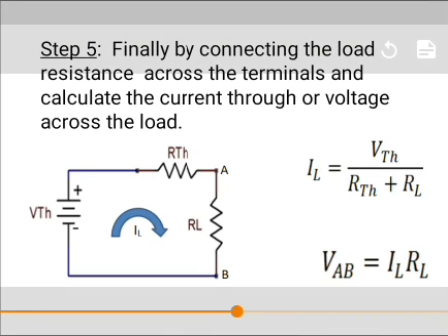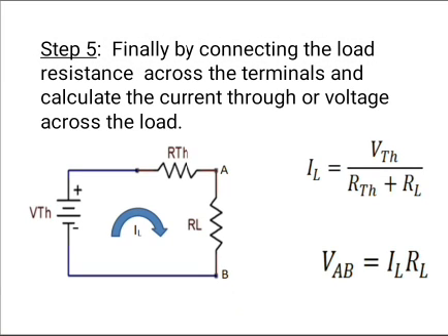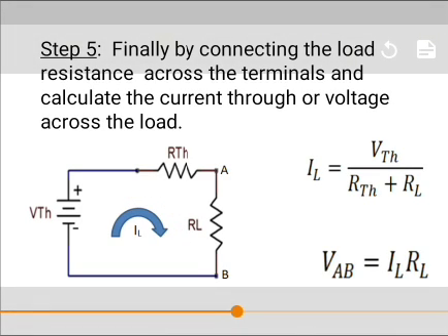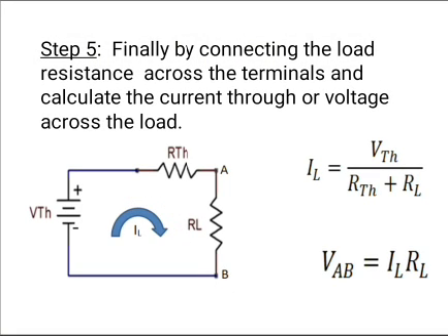So, the voltage across terminals A and B equals IL into RL. Like this, we can find the IL and VAB.